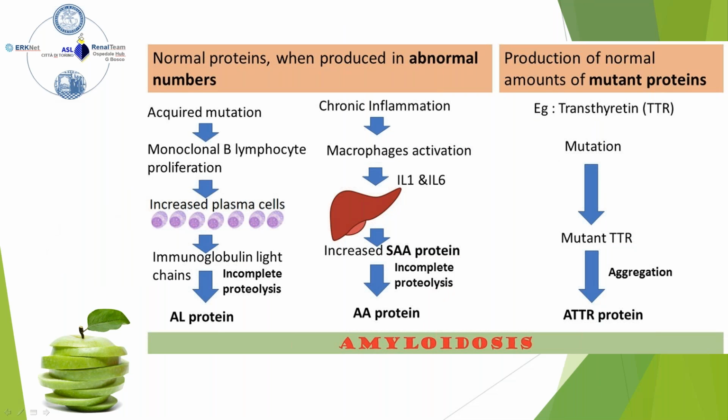These polypeptides can form fibrils because they are highly concentrated in blood, because they are produced in an abnormal amount, as happens in amyloidosis associated with light chains of immunoglobulin, or in amyloidosis associated with the serum amyloid A protein, or because they are mutated and more sticky, as happens, for example, in transthyretin-related amyloidosis.